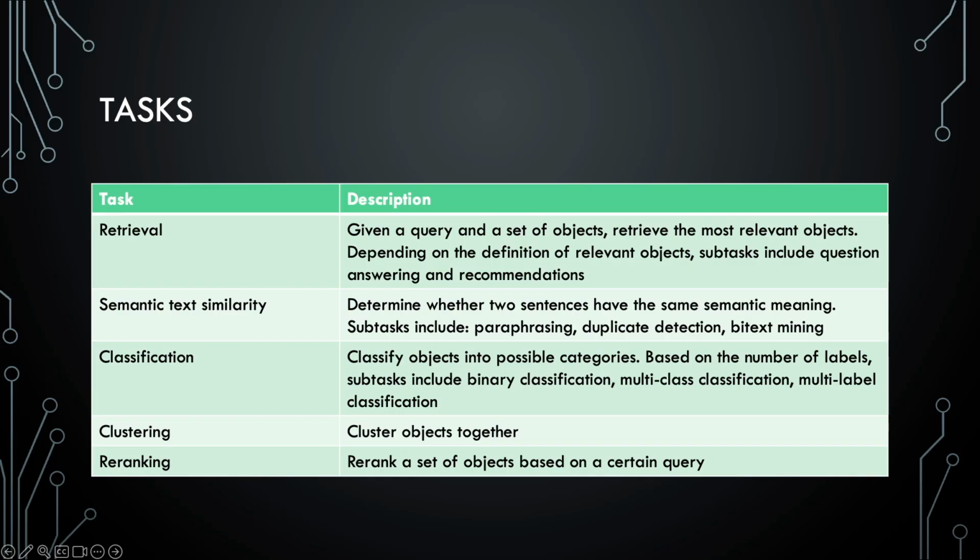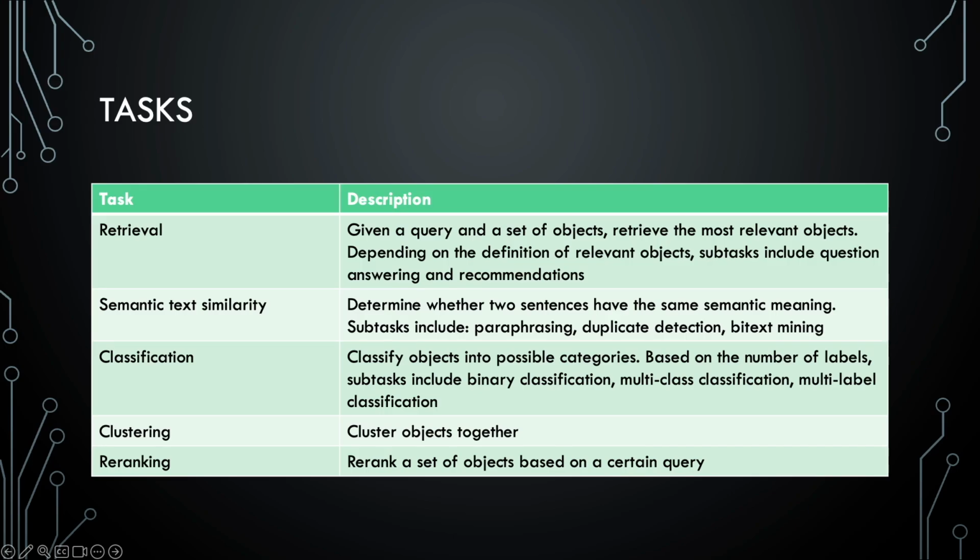Semantic text similarity is another task. In semantic text similarity, we determine whether two samples of text, for example, sentences, have the same semantic meaning. Subtasks include text paraphrasing, duplication detection, and bitext mining.